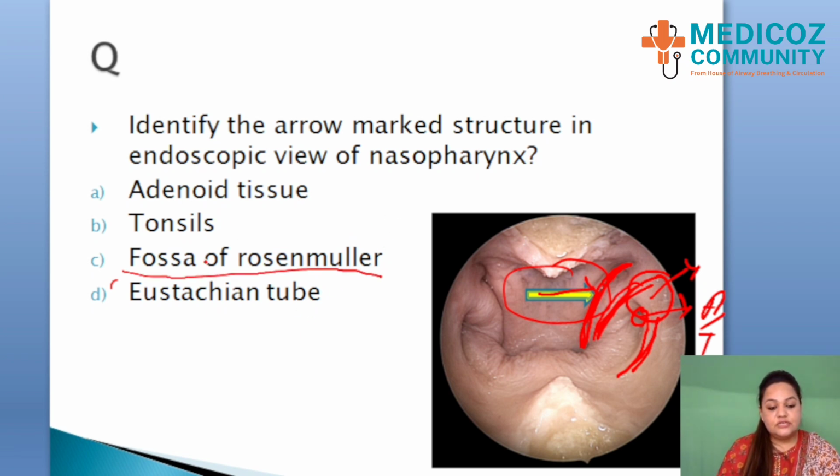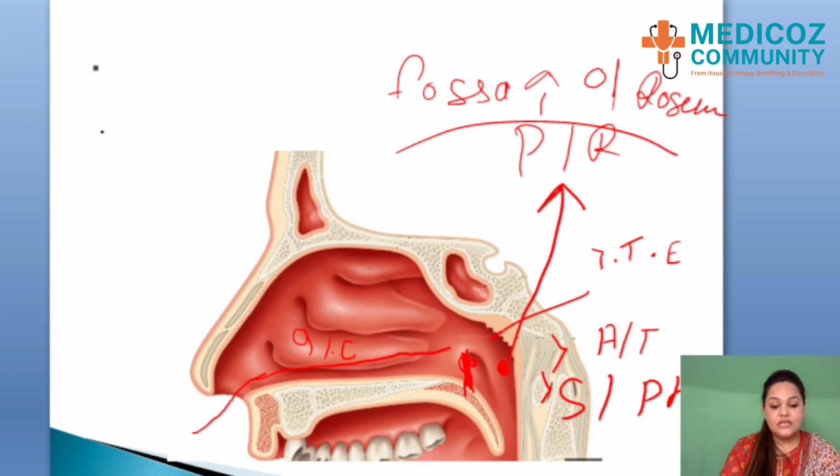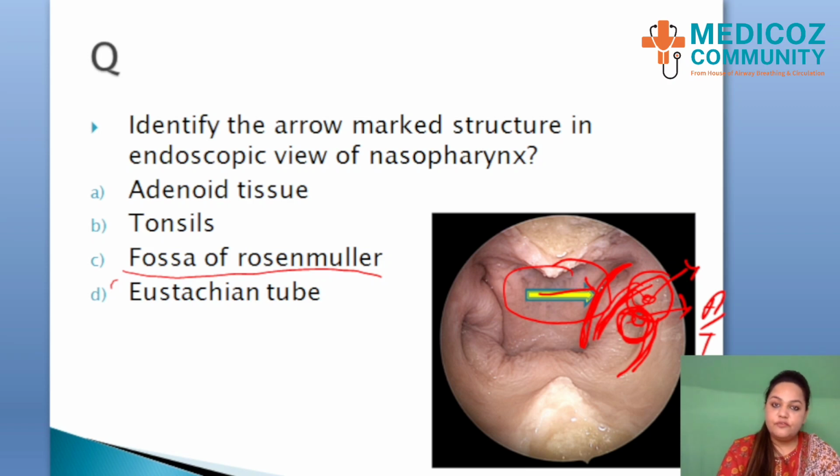These are the options here. Tonsil is here, then we have the tube, this auditory tube opening, eustachian tube opening, and the fossa of Rosenmuller is the answer, and the adenoid tissue. I'll show you where you can see the adenoid tissue. Yes, towards the roof. This is the area where you can find the adenoid tissue. Clear? So the answer for this question is the fossa of Rosenmuller.